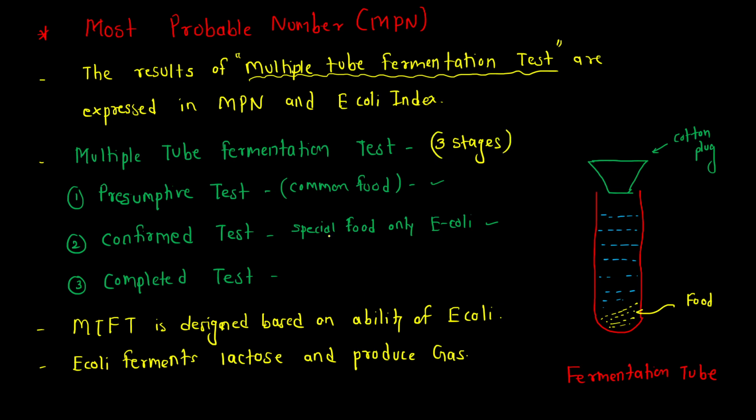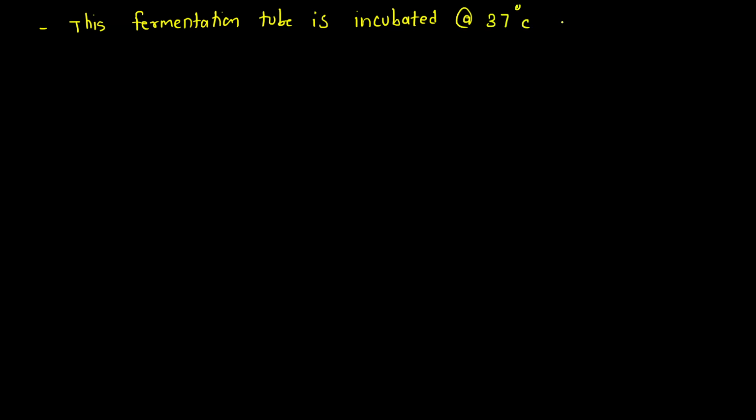So this much information right now we have seen about the multiple tube fermentation test. Now once the water sample is added in the fermentation tube along with the food and closed with a cotton plug, this fermentation tube is then incubated at a temperature of 37 degrees centigrade for 24 hours.